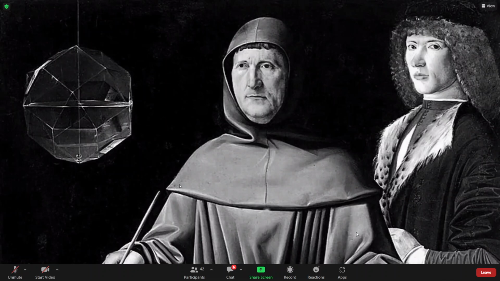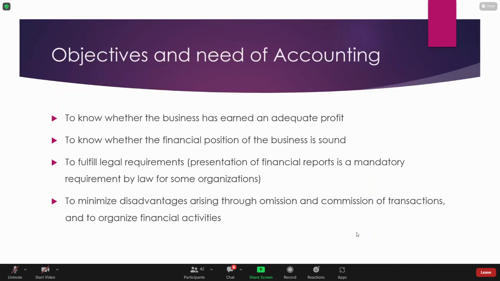Objectives and need of accounting. Why do we need accounting? To know whether the business has earned an adequate profit. To know the profitability, we need accounting. To know whether the financial position of the business is sound. To know the financial position. So the two main objectives of financial accounting are to know the performance of the organization, that is the profitability, and the position of the organization. Financial performance and financial position are the two main objectives of financial accounting.